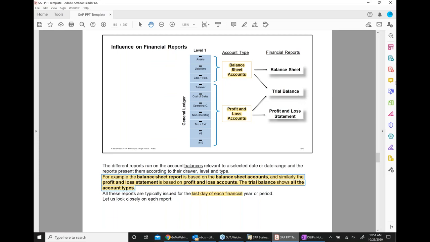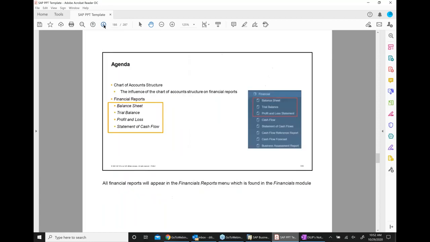At the end of the fiscal year or financial year, we go to trial balance, and on the last day of each fiscal year, we can close. I'm going to show you all these reports. Then you can see how each of these reports looks.